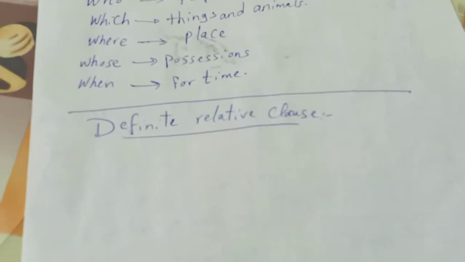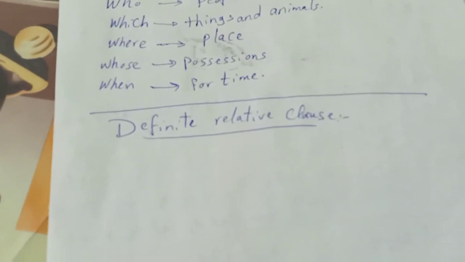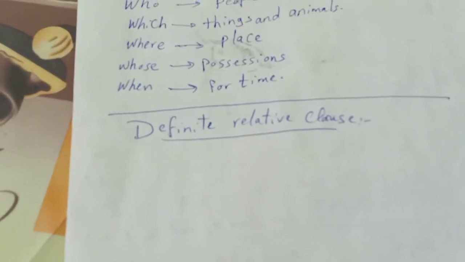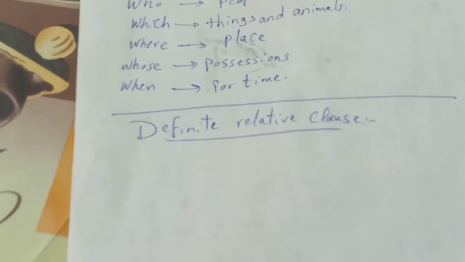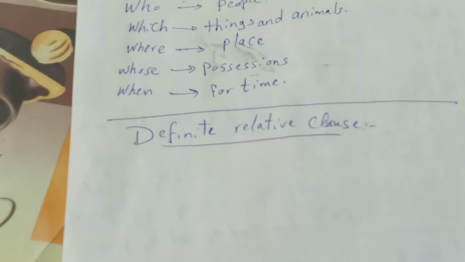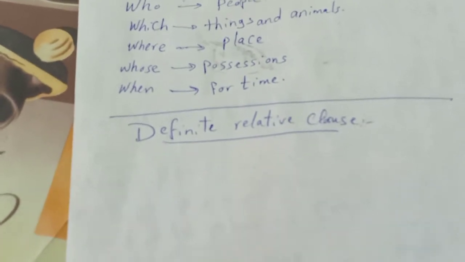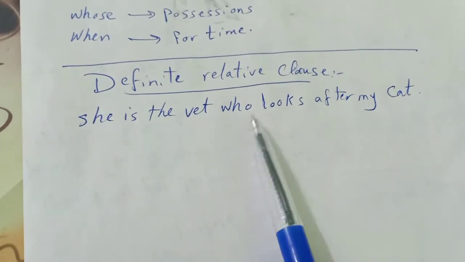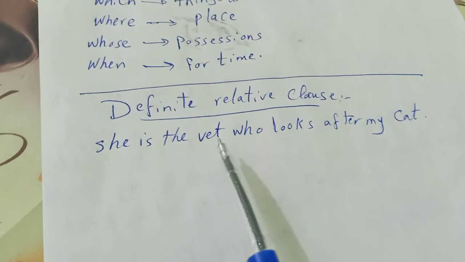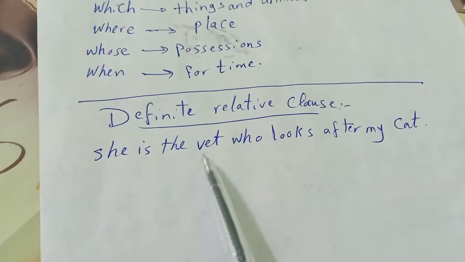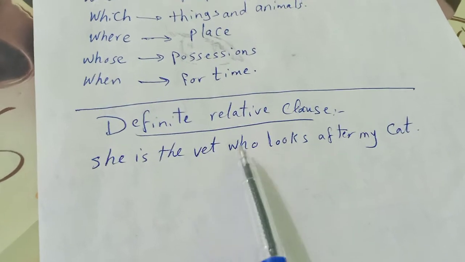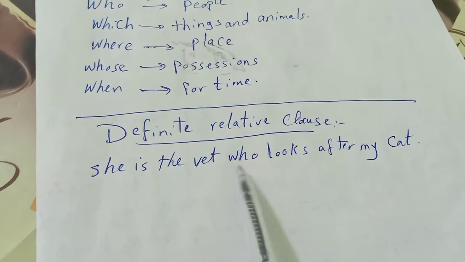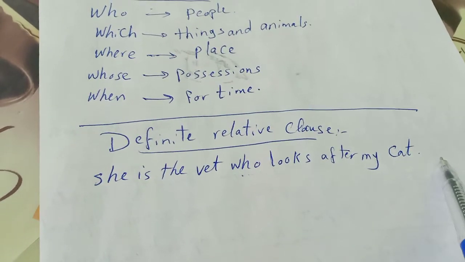Definite relative clause comes immediately after a noun and gives us information about that noun. It can be in the middle or at the end of a sentence. For example, she is the vet who looked after my cat. Let me write the sentence. Here is our sentence. She is the vet who, here is the relative clause. And it's definite. It came after a noun and it's in the middle of the sentence. The relative pronoun is in the middle, but the relative clause is at the end of the sentence.